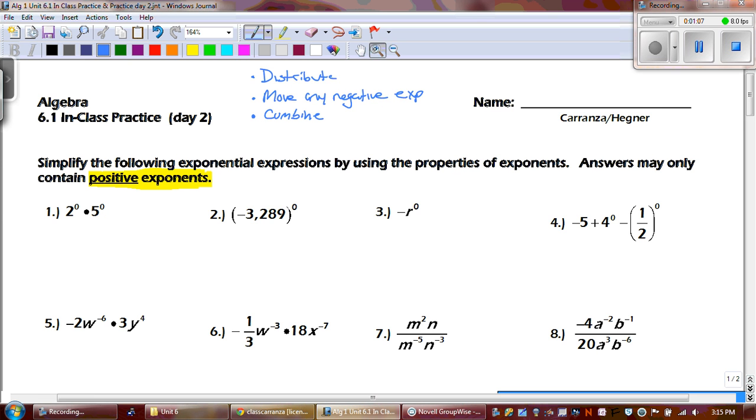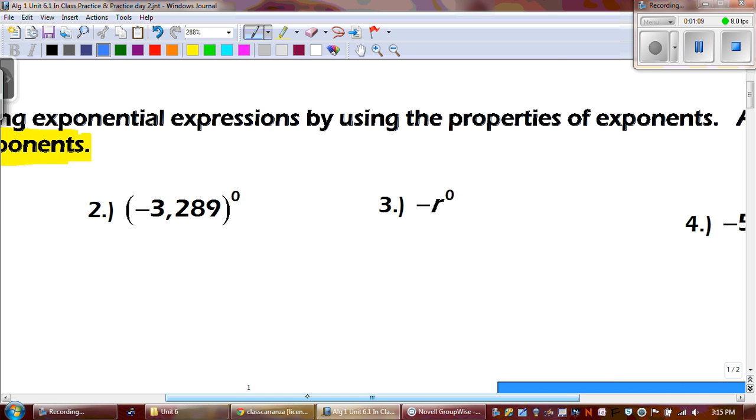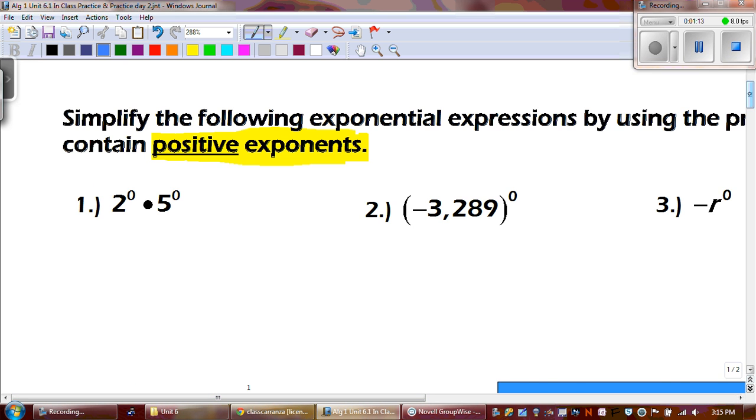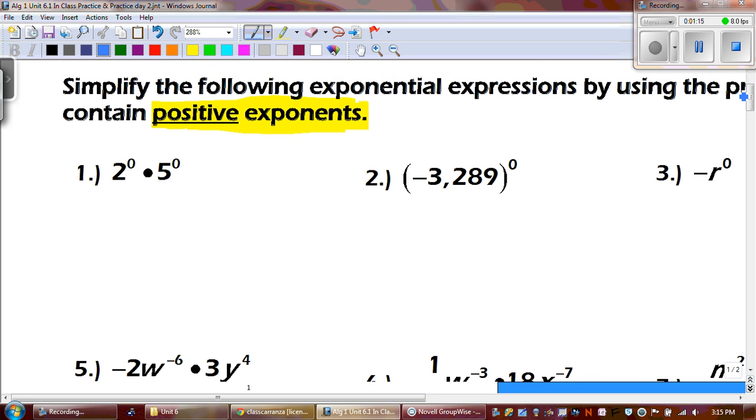Okay, so I'm going to zoom in on these really good so we can take good notes. All right, so 2 to the 0 times 5 to the 0. Remember, if your exponent is 0, your base turns into 1. Well, look, the next one, my exponent is 0, so my base turns into 1. And so I'm left with 1 times 1, and 1 times 1 is 1.